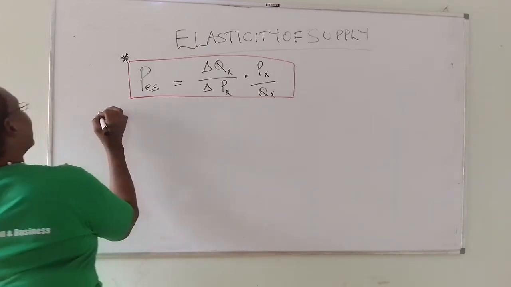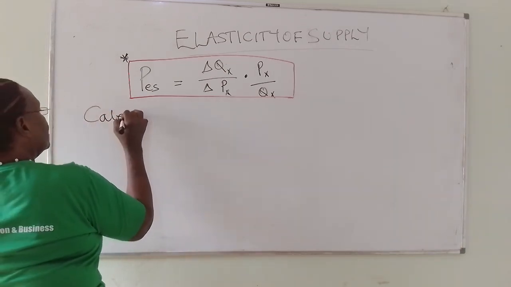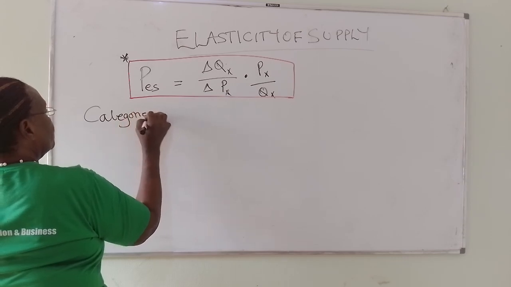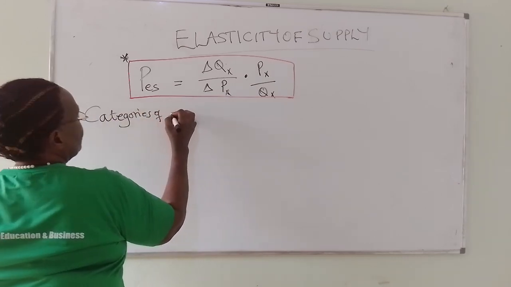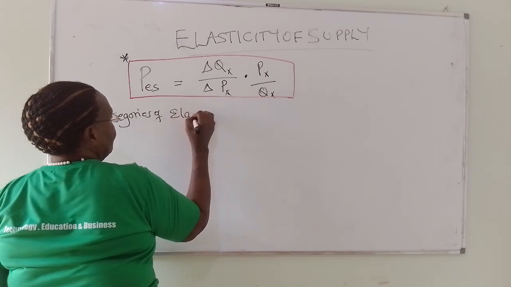So from there we go to categories of elasticity of supply.